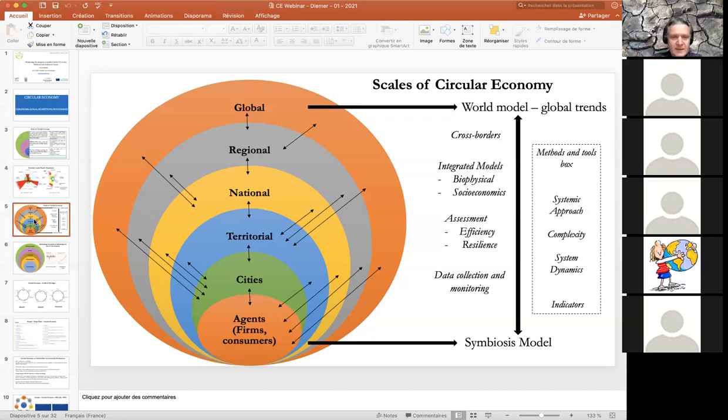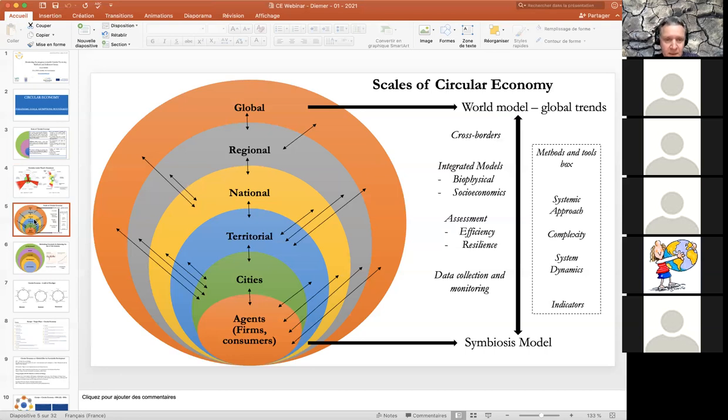And so at every scale, the big question is the cross-border. What is the connection between the global and the regional one, and the national one, the territorial one, the city one, or the agent-based model? I mean, if you decide to speak about circularity, about enterprise or firms, you have to connect it to some different levels. And you have to understand what the best level is as you make the connection. So you must have a toolbox, a method box to do this.